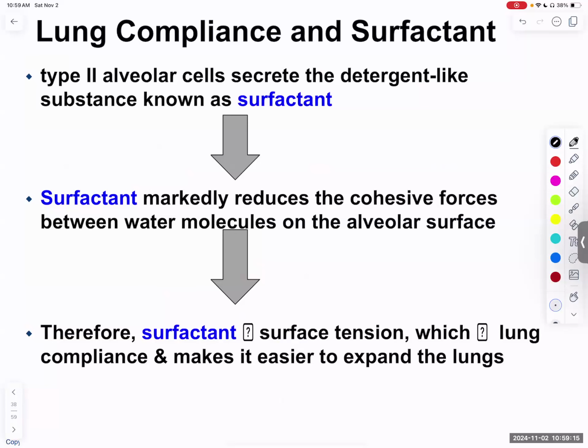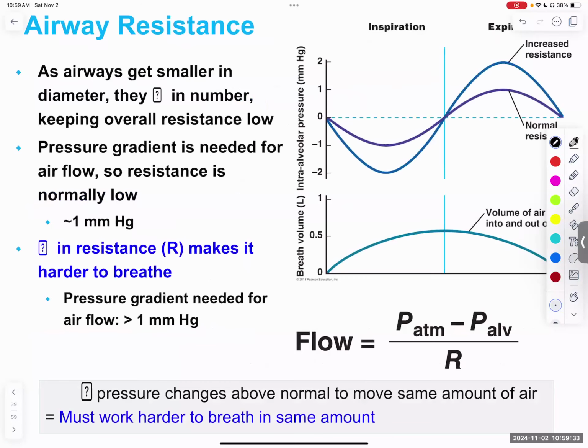Type 2 alveolar cells produce surfactant. Surfactant reduces the cohesive forces between the water molecules because they're polar, and therefore it decreases surface tension in the lungs, which increases compliance. That's a good thing. Airway resistance, that's where the diameter of the bronchioles can be affected. There's a lot of them, so they keep overall resistance low.